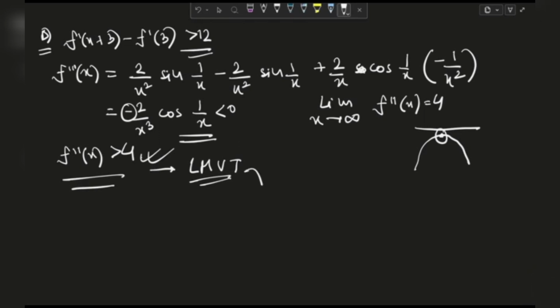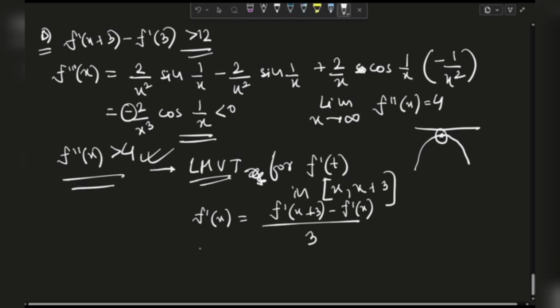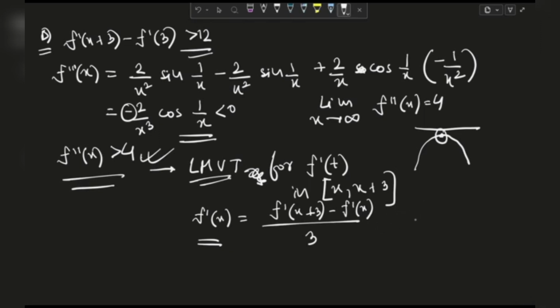So from that we can write, basically LMVT will be applied for f dash t. You can infer from the question, or from the conclusion, by seeing the option. This is in between x to x plus 3. So now we can write f double dash of some point is equal to f dash x plus 3 minus f dash x by 3. I hope you guys could understand this. This is just the statement for the Lagrange mean value theorem. And if you don't know this or have forgotten, please do revise it, because this has been asked multiple times in JEE Mains as well.